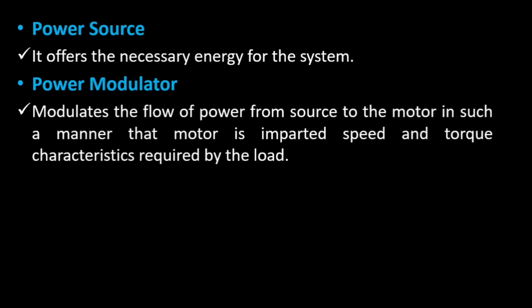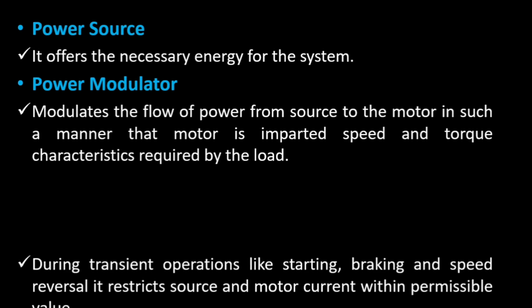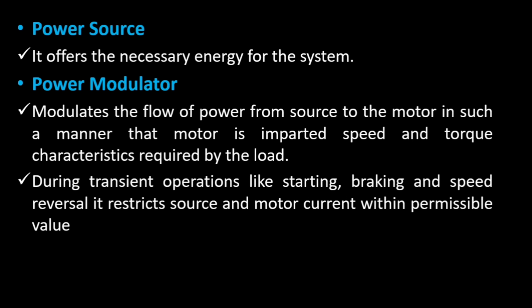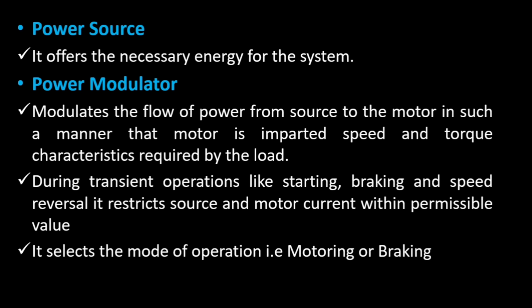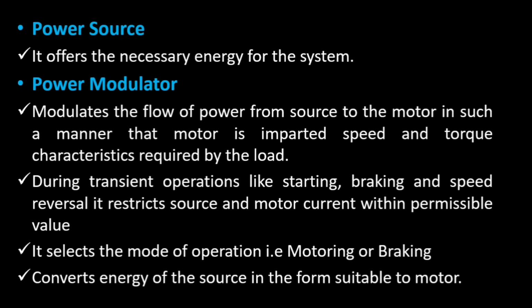The power source. It offers the necessary energy for the system. Then power modulator modulates the flow of power from source to the motor in such a manner that motor is imparted speed and torque characteristics required by the load. Then during the transient operation like starting, braking and speed reversal, it restricts the source and motor current within permissible value. Then it selects the mode of operation, like if it is motoring or it is a braking operation, then it converts the energy of the source in the form suitable to the motor.